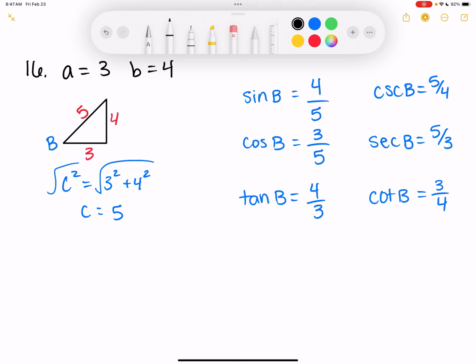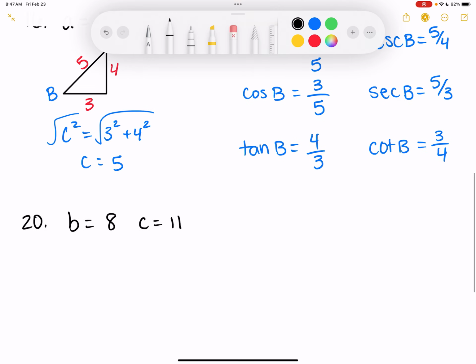Let's do 20. Twenty tells us that side B is 8 and side C is 11. Is it a right triangle? Yeah, all these are going to be a right triangle. I guess it doesn't technically specify that in the instructions, but they tell you to use the Pythagorean theorem, which would imply that it has to be a right triangle.